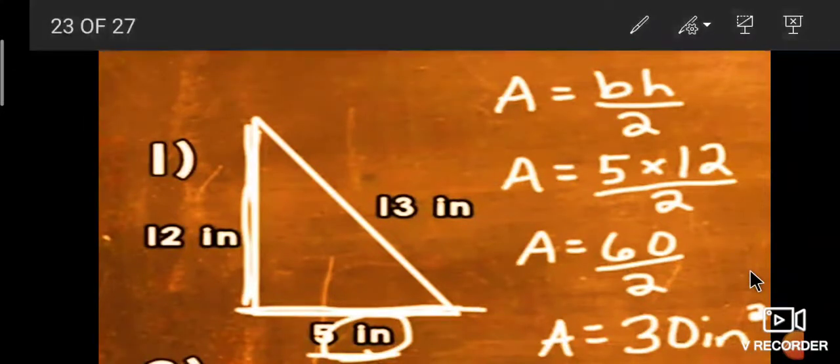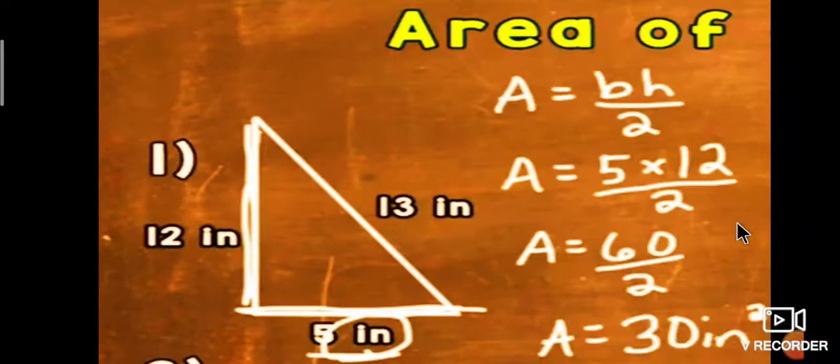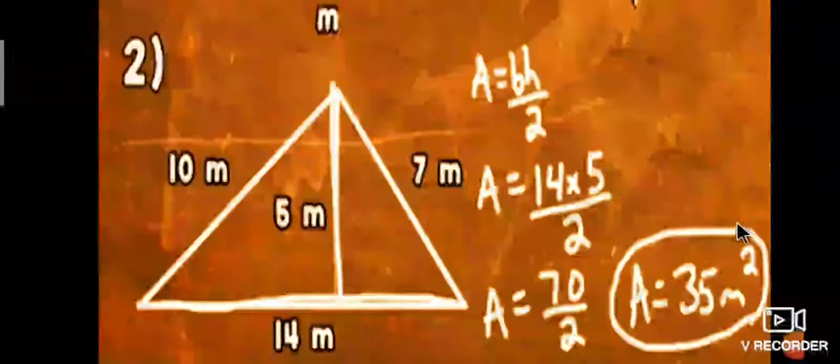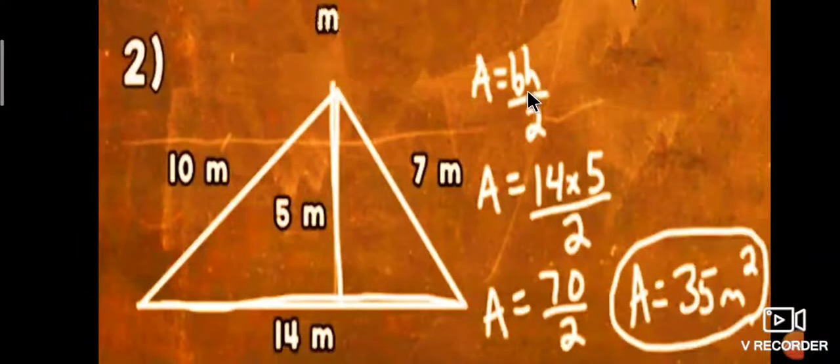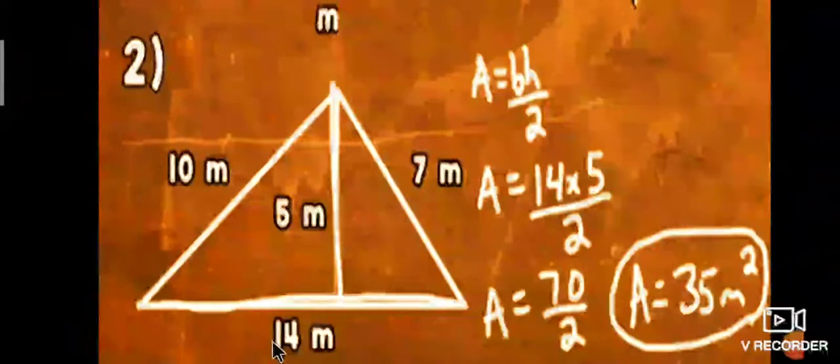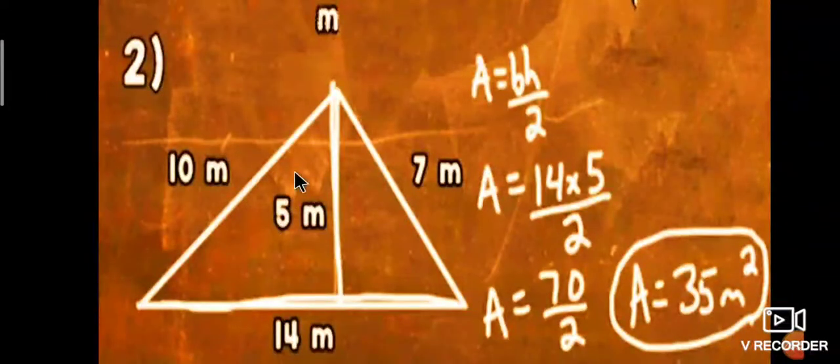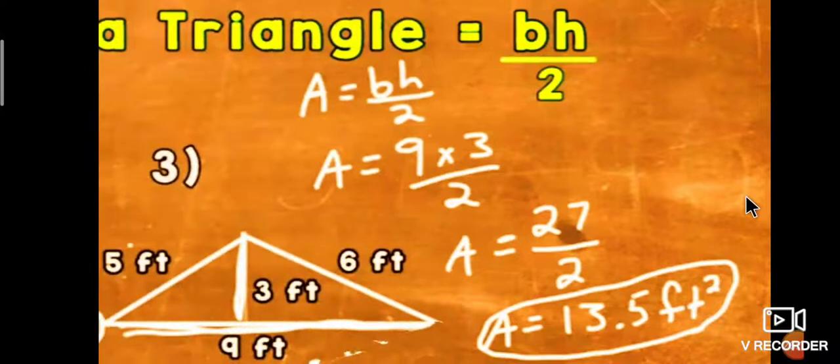Next one is the second problem. Area of a triangle is base into height by 2. Base is equal to 14 meter, note down this one. Height is equal to 5 meter. Therefore, 14 into 5 divided by 2, 14 into 5 is 70. 70 divided by 2 is 35. Therefore, area is equal to 35 meter square.